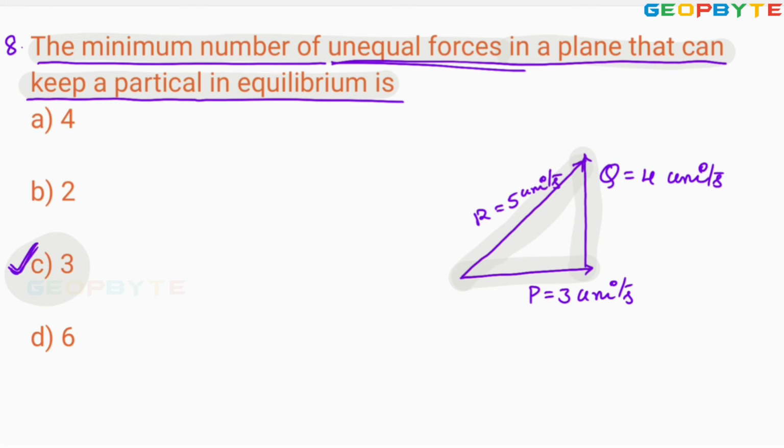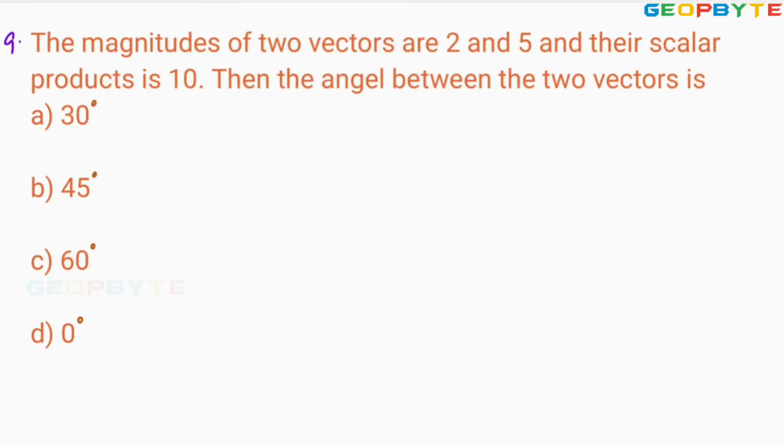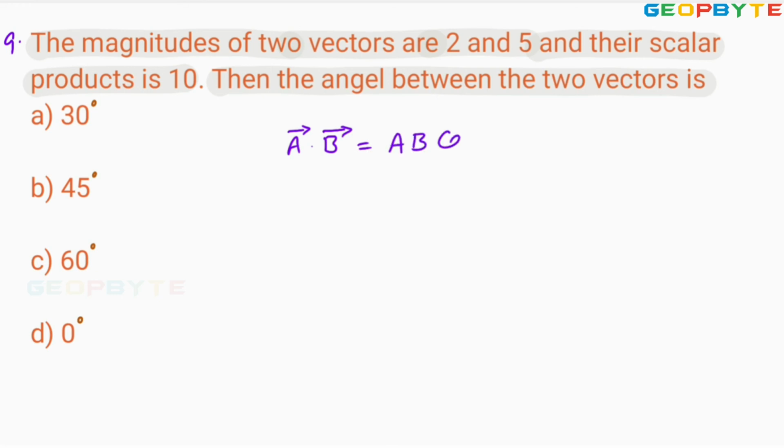This is also a very important problem. Let us take the next problem. Look at the ninth problem. The magnitudes of two vectors are 2 and 5 and their scalar product is 10. Then the angle between the two vectors is, it is like this. As you know, vector A dot vector B is equal to AB cos theta.